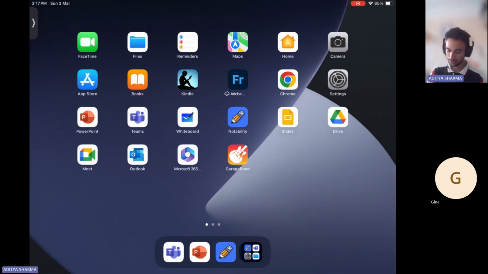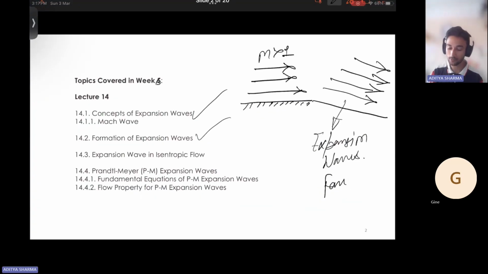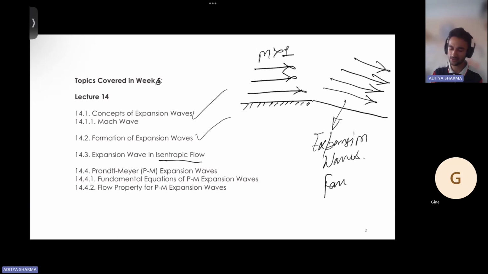All right. So this is how the expansion waves form, right? Then expansion waves have been discussed in terms of isentropy, if the turning of the flow is smooth. So in this way it has been presented, how we deal with expansion waves when the isentropic condition is there. That has been discussed. All right, then this is very important.